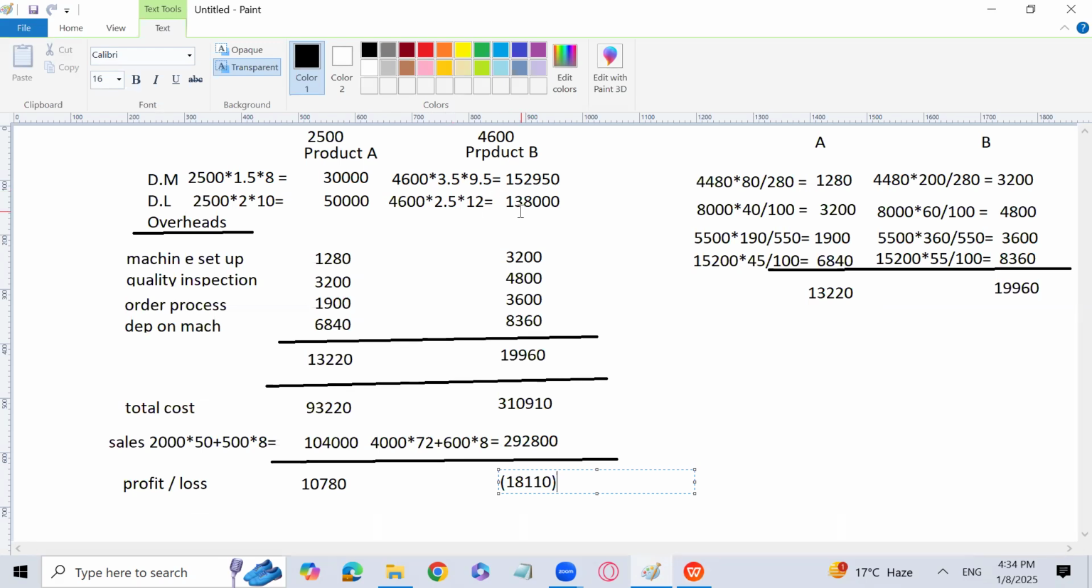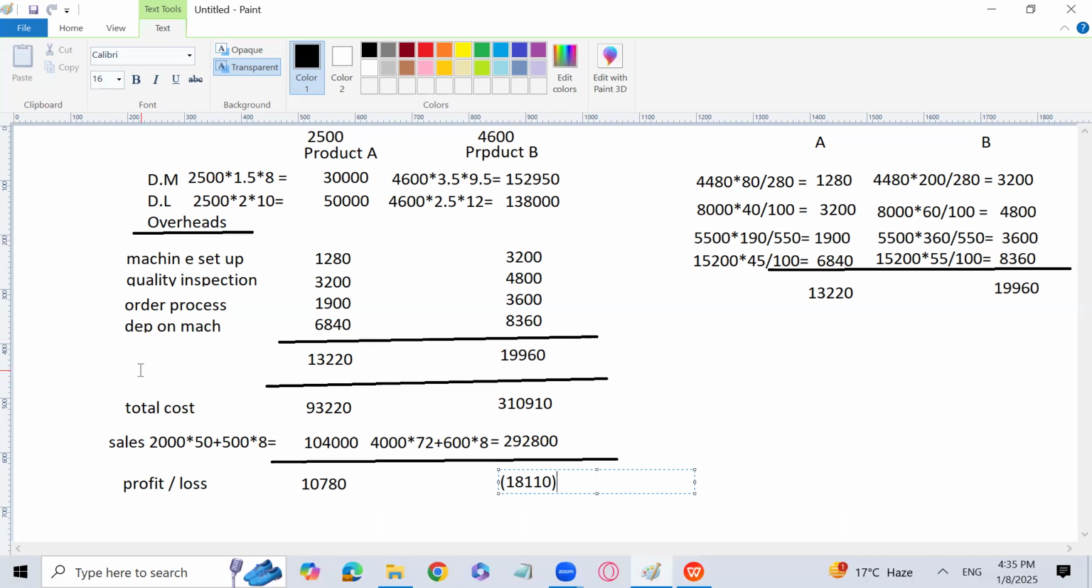It's fine. Right, Hasan? Then 1280 divided by 2500 per unit. 3200 divided by 2500 per unit. 1900 divided by 2500 per unit. 6840 divided by 2500 per unit. Same is the case for the other product; you will have to divide by 4600 to find the per unit.